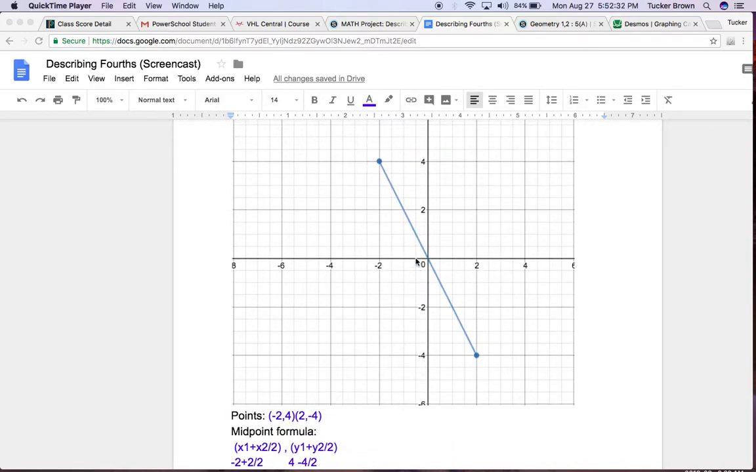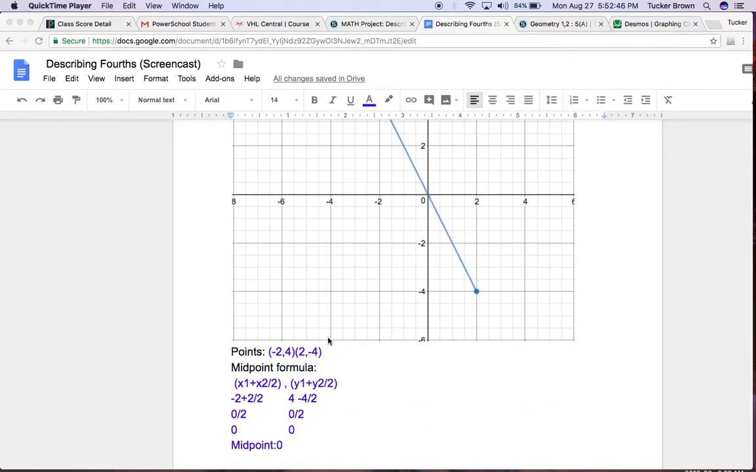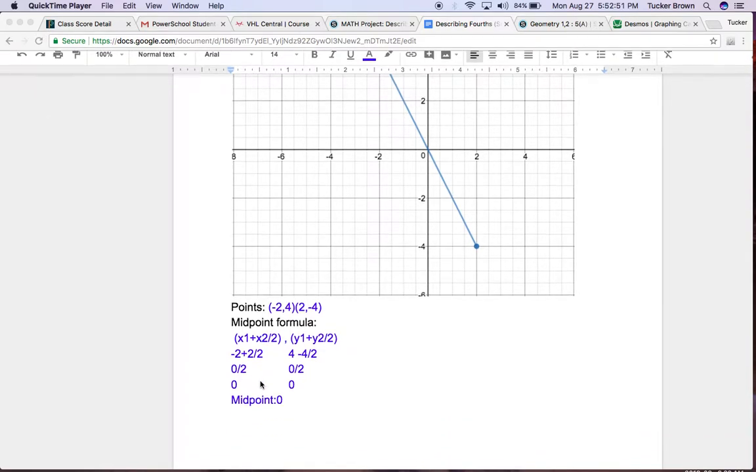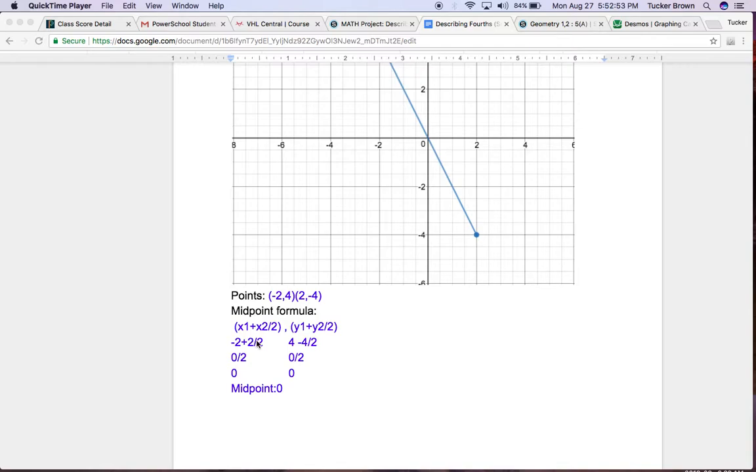And so the midpoint formula is (x1 plus x2) divided by 2 and (y1 plus y2) divided by 2. To get a midpoint, you have to plug the two endpoints into the midpoint formula. So I did -2 plus 2 divided by 2, which is 0 divided by 2, which is 0, and 4 minus 4 divided by 2, which is 0 divided by 2, and I got 0. So then we know our midpoint is 0.